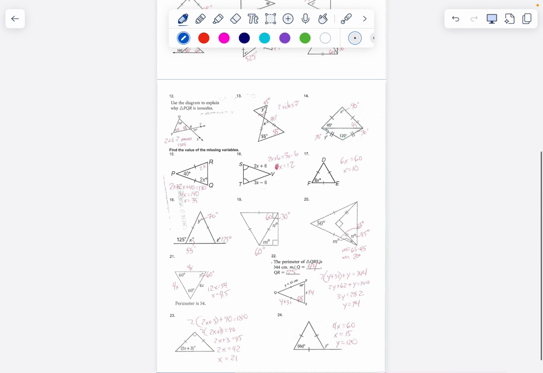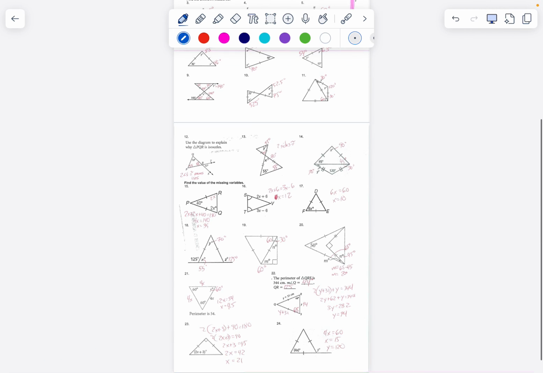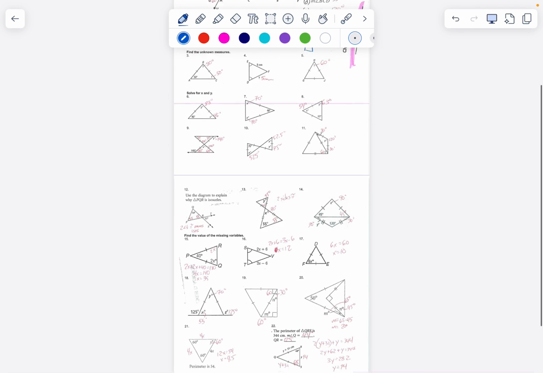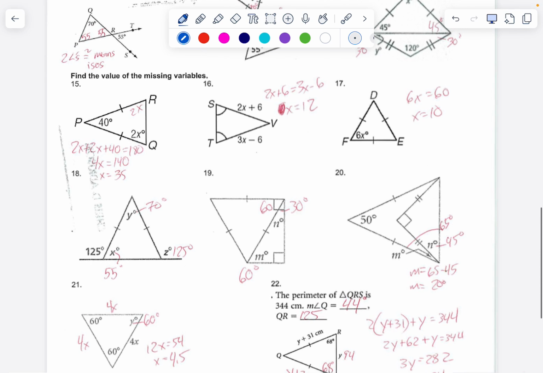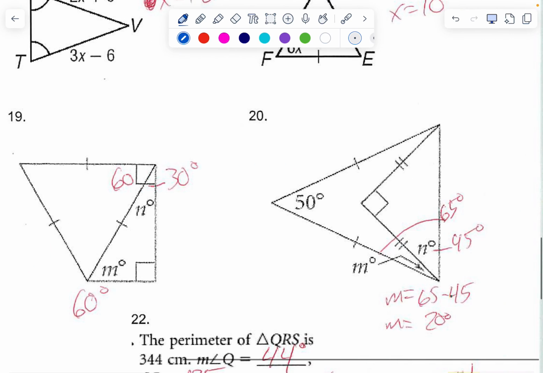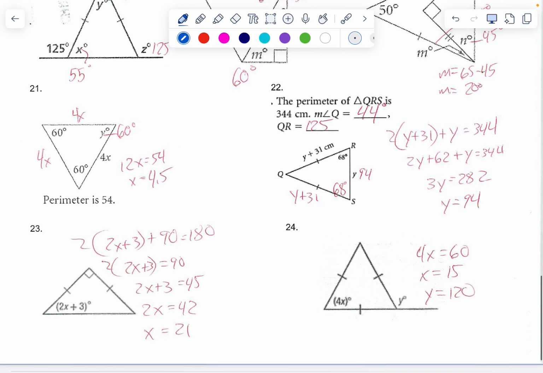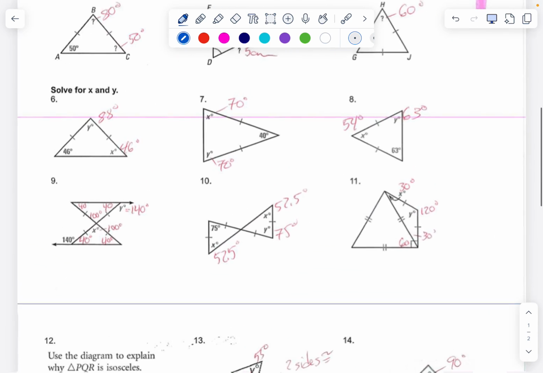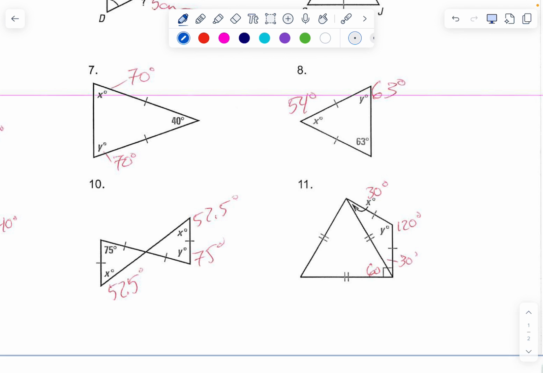Absolutely, these kinds will be on your quiz, so on your upcoming assessment. Any one of these versions is fair game, although I will tell you that I don't put the super easy kind on there. It would be more like something like 19 might be on there, or 20. These kinds that have pieces of different triangles hooked together, like maybe 11 might be on there.